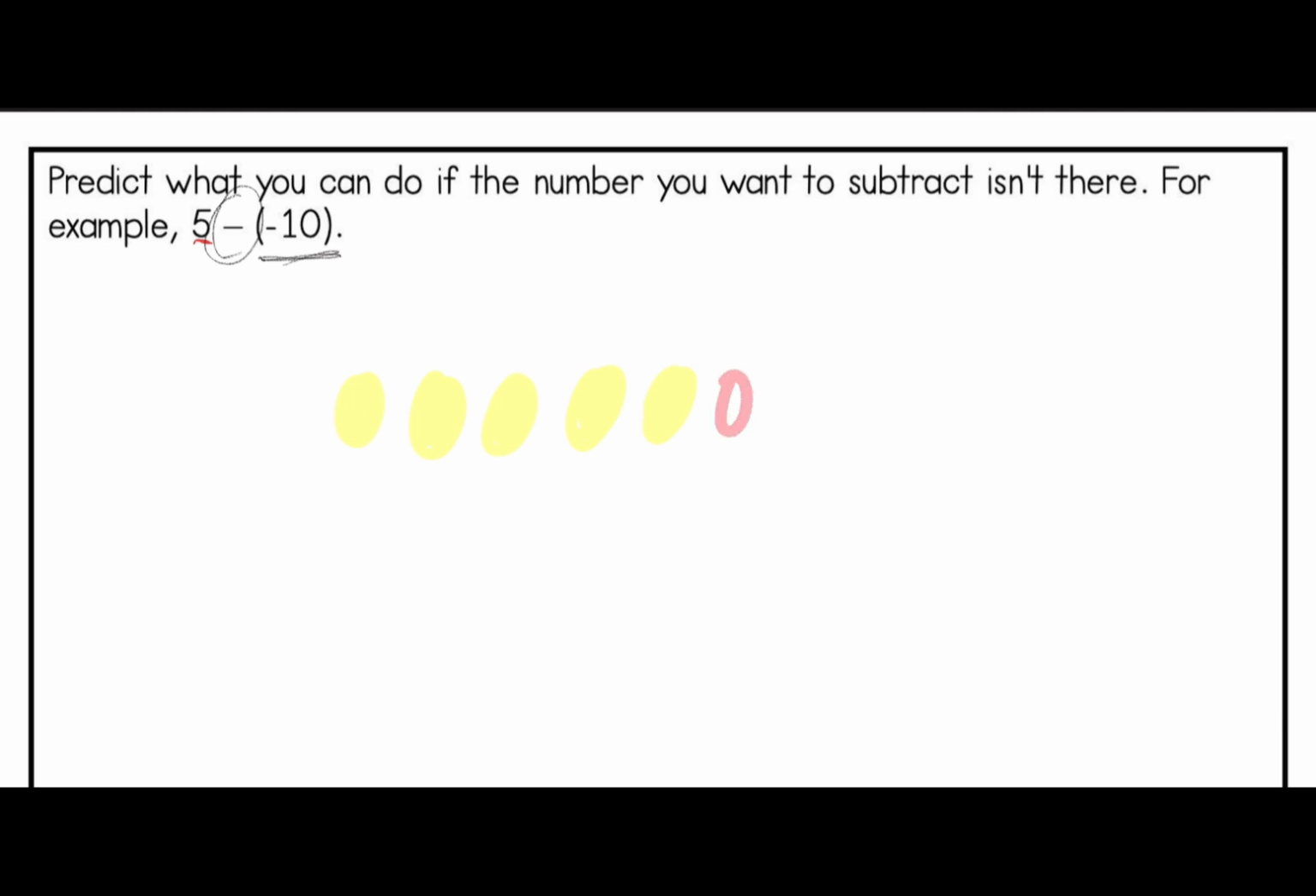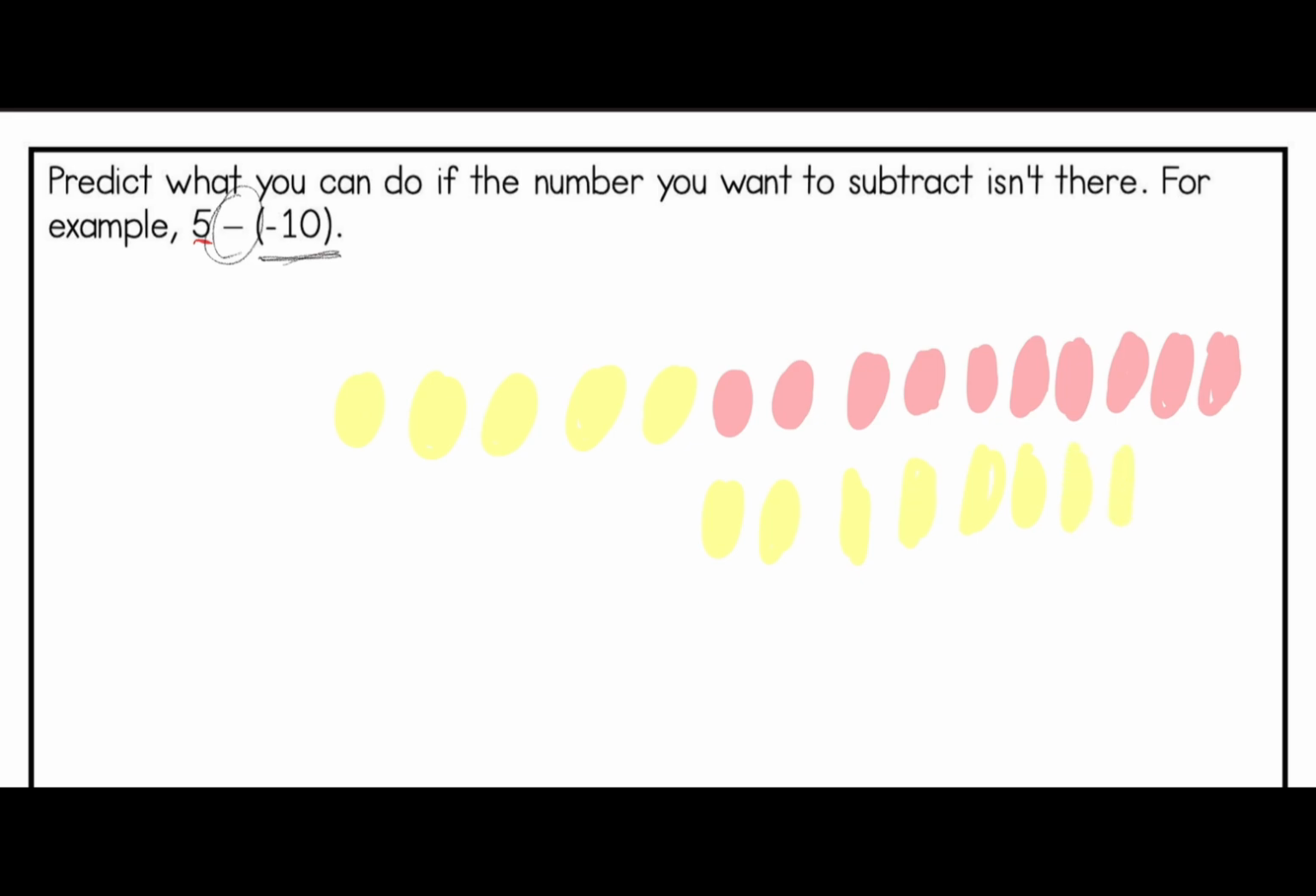So I'm going to add a negative. For every negative I add when I'm doing zero pairs, I add a positive. So I need to be able to take away 10. I am going to take away -10, so I need at least 10 negatives. 1, 2, 3, 4, 5, 6, 7, 8, 9, 10. But all of those have to come with a positive.